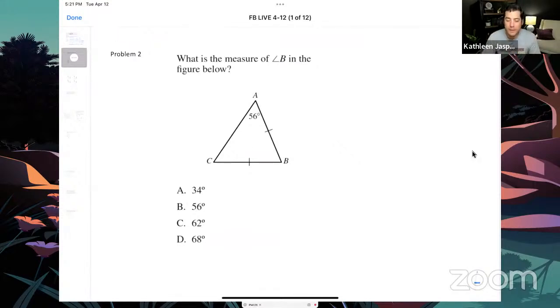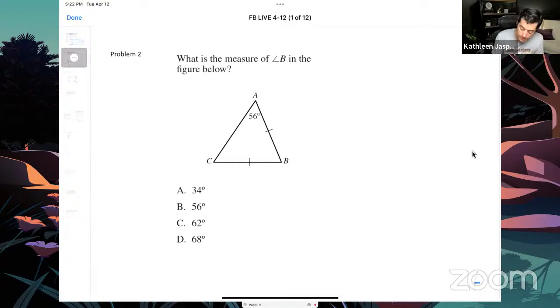So a little bit of basic geometry, and you'll see this type of question on every math test. They want you to know this as, well, I guess it's general knowledge. Everybody should know how to do a problem like this. Whether you believe that or not, a lot of the tests will have a problem like this with basic triangle knowledge. It says, what is the measure of angle B in the figure below?